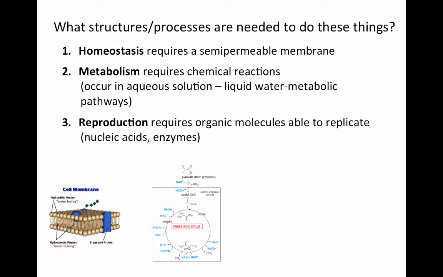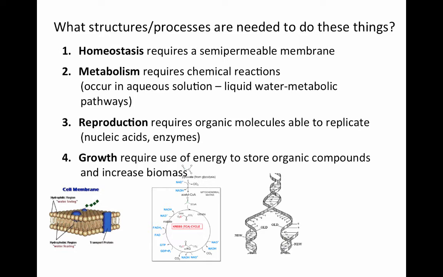Reproduction requires organic molecules that are able to make copies of themselves, and for most living things, this is DNA. Again, for those of you who've not taken Gen Bio 1, don't worry about the details of this, but it requires nucleic acids, which are the actual genetic material, either RNA or DNA, plus enzymes that catalyze all of the reactions that allow duplication of these molecules.